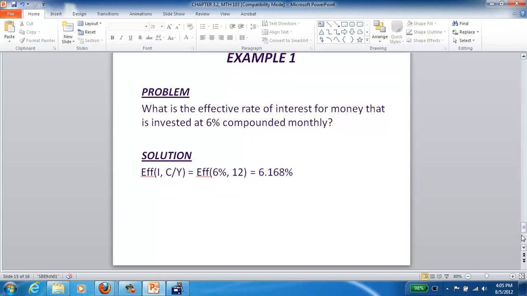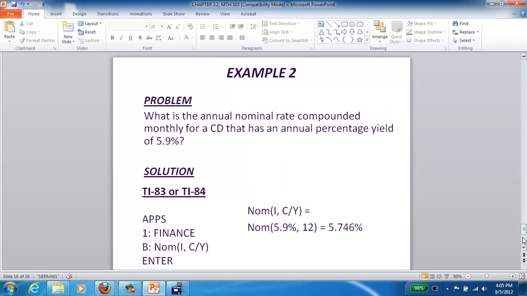Now, there's a possibility to know the effective rate and look for the nominal rate. Of course, the nominal rate will be lower than the effective rate. So if you know the nominal rate, you go to letter C for the effective rate. If you know the effective rate, the APY, then to calculate the APR, you go to nominal. So for this problem, if the APY is 5.9%, what is the annual nominal rate? And this is monthly again.